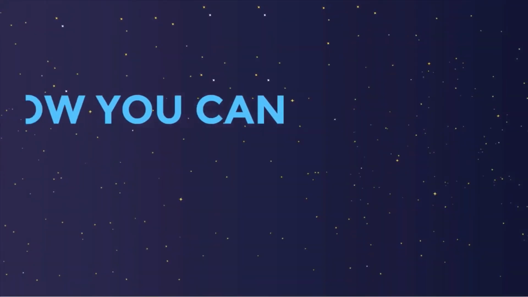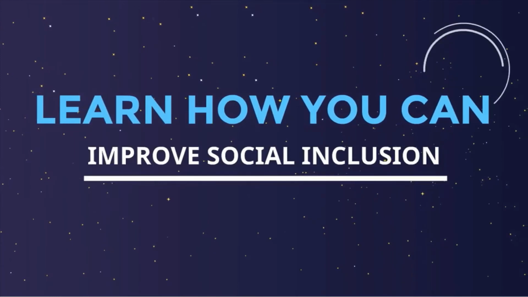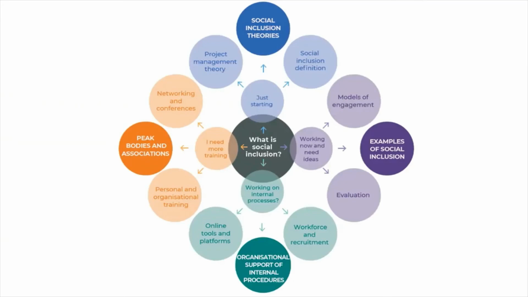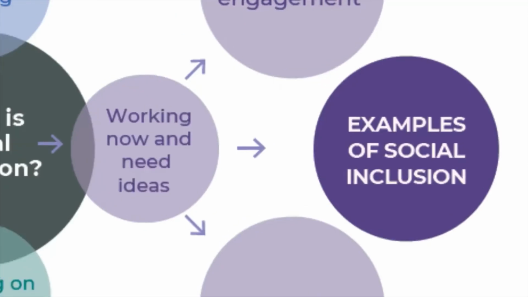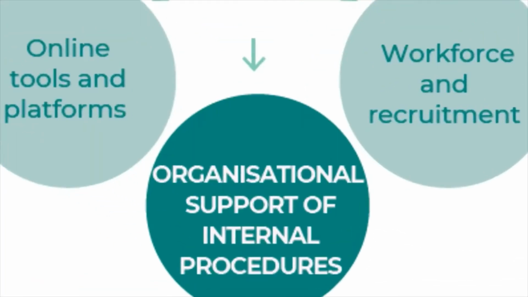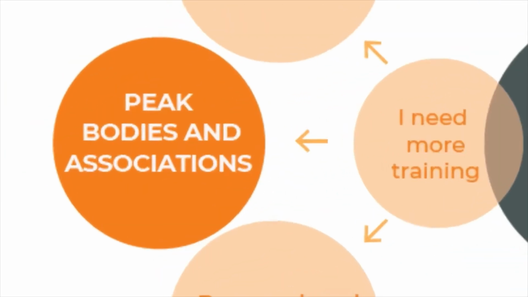Meaningfully engaging with communities is our first step to improving social inclusion. Learn about some of the approaches, techniques, and tools that can be used to help us do this well. You can do this by learning more about social inclusion and all the ways it impacts you and others. Read about examples of social inclusion in all different settings. Learn how organisational support and structures impact social inclusion, and what peak bodies and other associations work on this issue.